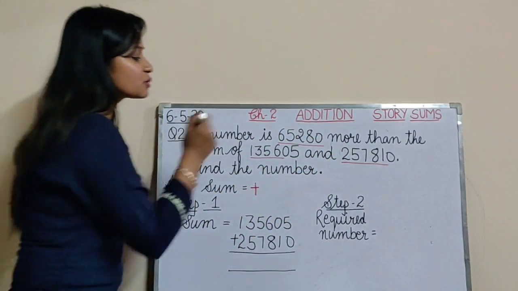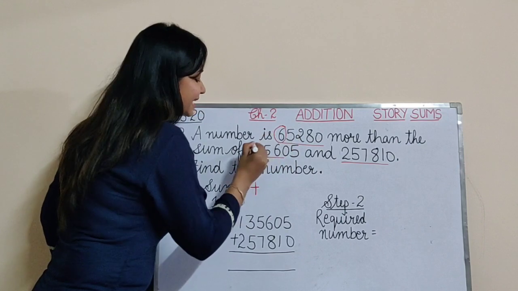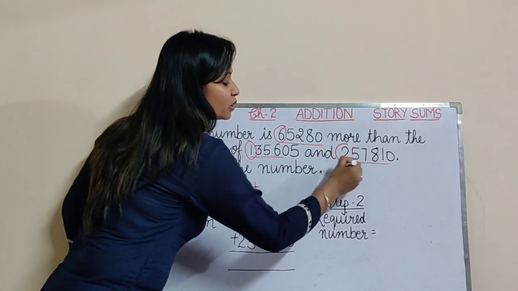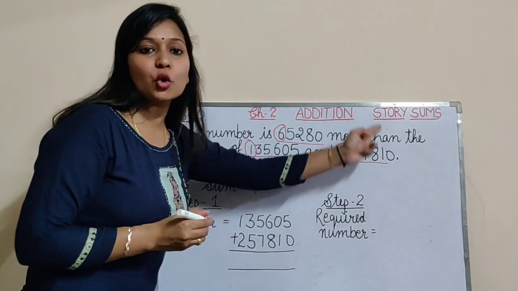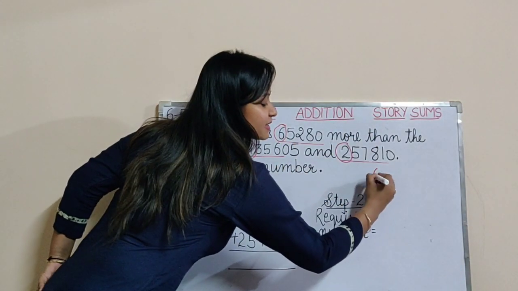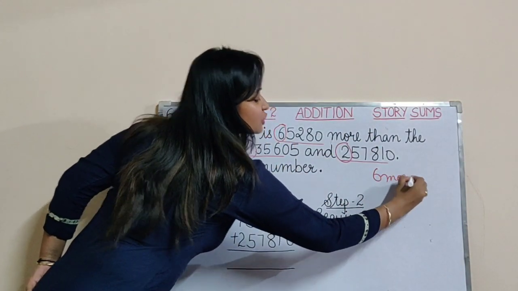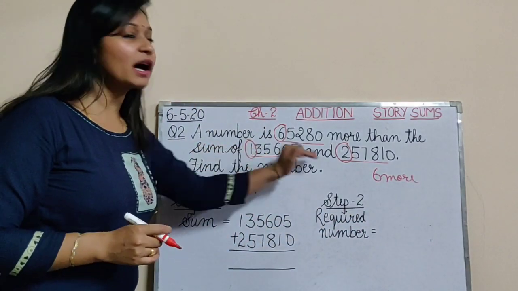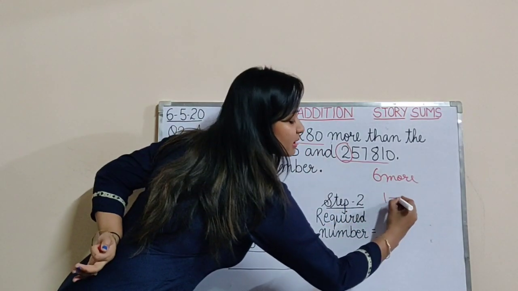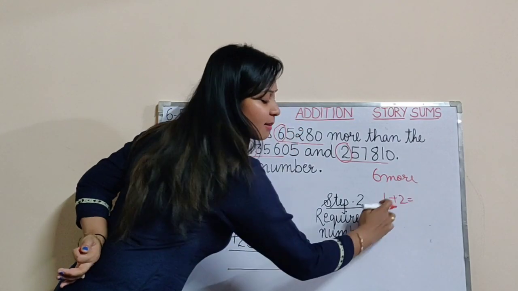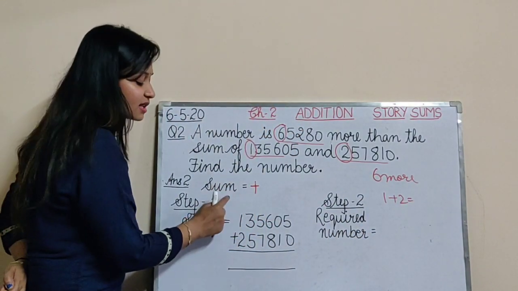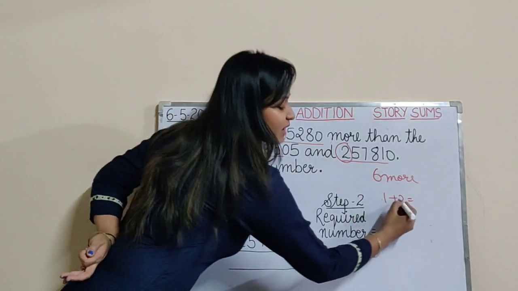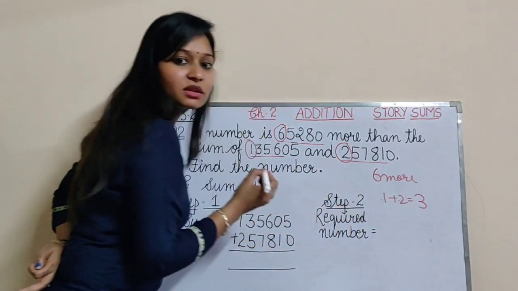Let's make this question smaller for your understanding. Let's take the first digit of all to understand it better. So let's read it now. A number is 6 more than the sum of 1 and 2. It means the number is 6 more than the sum of 1 and 2. Sum means what? Plus. We have studied in the previous class. Sum is plus. So when we do the sum of 1 and 2, it became 3.